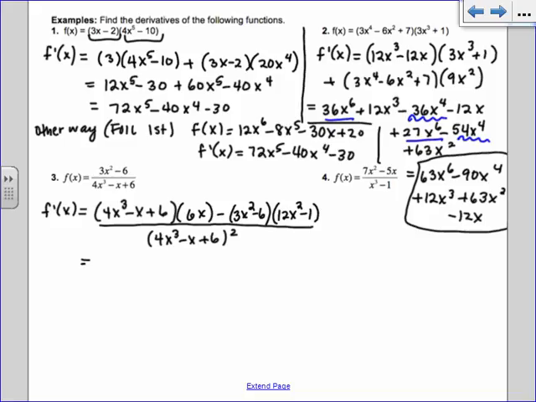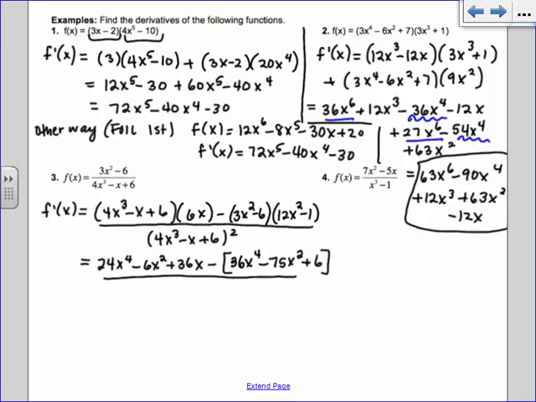All right, and I simplify. So I get 24x to the 4th minus 6x squared plus 36x. And I have minus, and I'm going to put a bracket so I know I'm subtracting out that entire product. So I'm going to have 36x to the 4th minus 3x squared, and then I'm also going to have a minus 72x squared, so I'm going to write minus 75x squared plus 6. I think these are the numbers I was remembering from before, so maybe that's why.